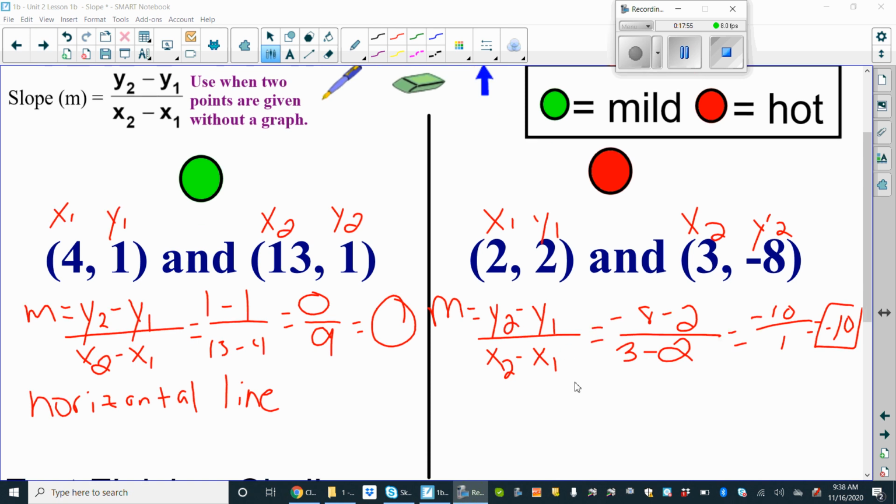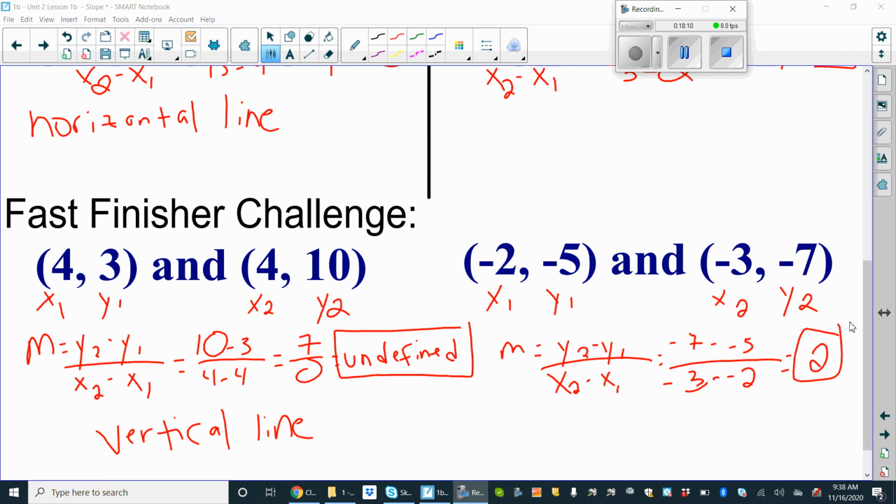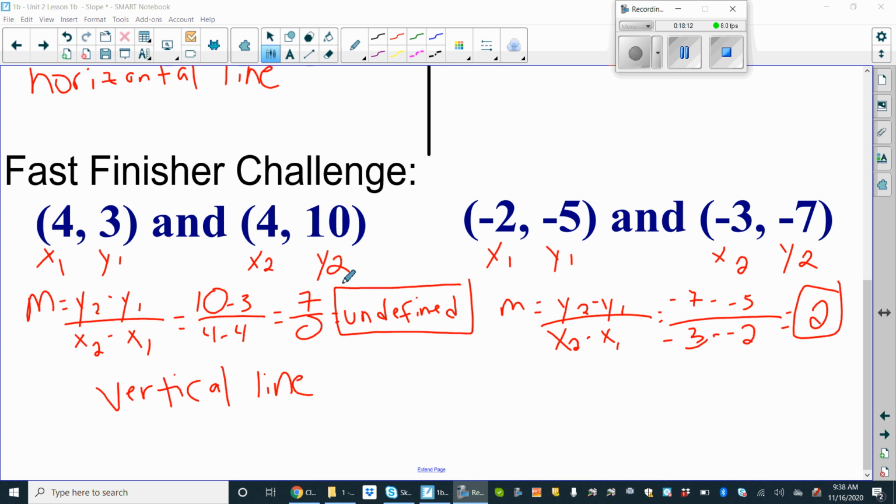The next problem, we have x1, y1, x2, y2. When you substitute it into the equation, you should have negative 8 minus 2 divided by 3 minus 2. When you type that into the calculator, you will get negative 10. For the fast finishers, please do these as well if you haven't, and then come check your work.